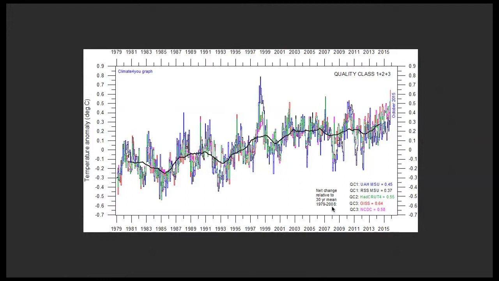In this period, 1979 to 2008, the satellite record found a temperature anomaly of 0.45 or 0.37 degrees Celsius, whereas the less reliable HadCRUT found a 0.55 degrees Celsius temperature anomaly, and GISS and NCDC found 0.64 and 0.58 degrees Celsius temperature anomaly, respectively. That means, essentially, that the satellite record is diverging from the surface air temperature estimate record, and the satellite record is showing less warming than the less reliable surface air temperature record.